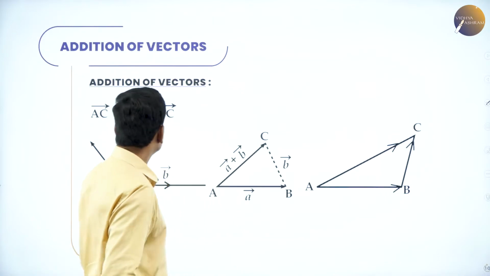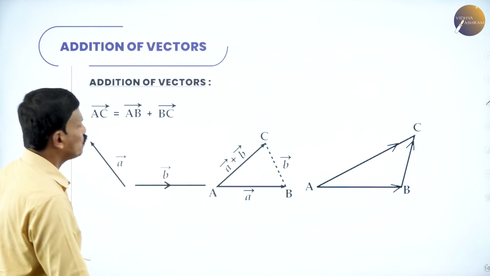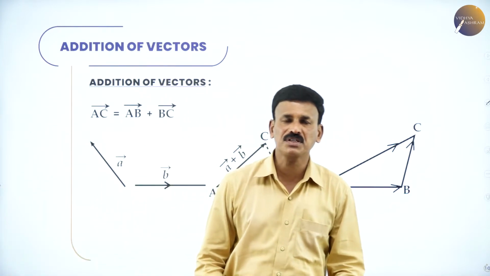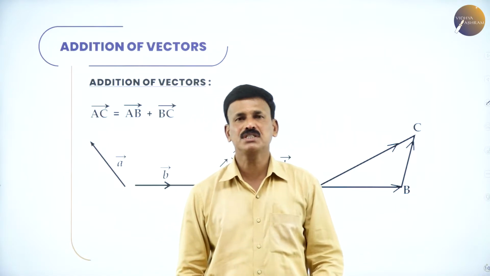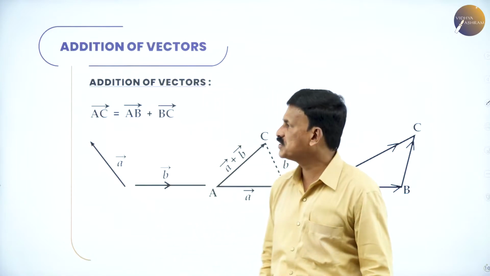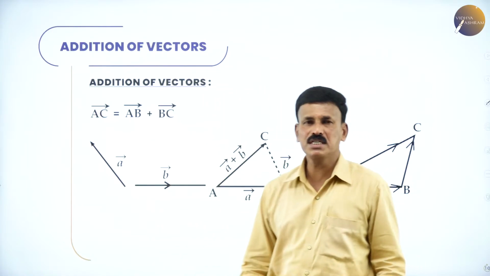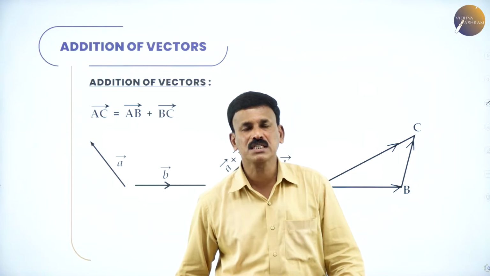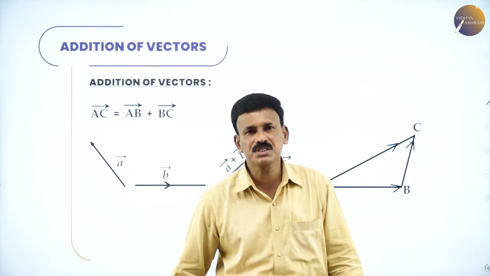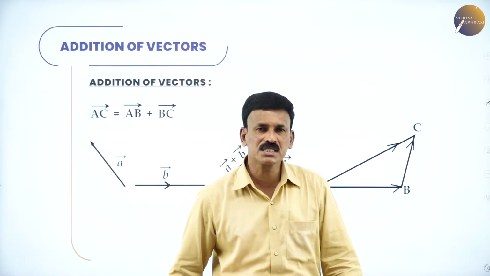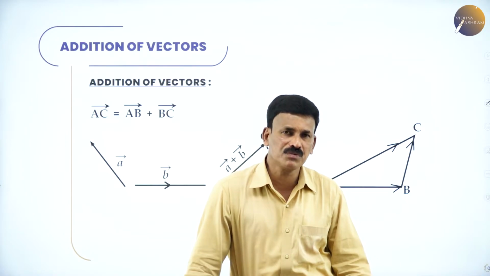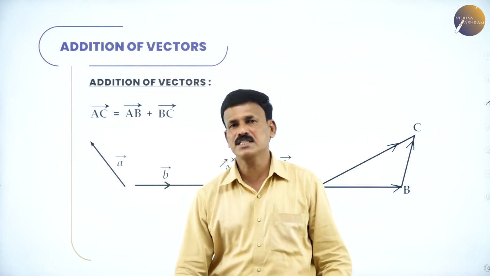Now, let us come to the operations on vectors. Here we are going to study addition of vectors, subtraction of vectors, scalar multiplication and vector multiplication. First let us look at the addition of vectors. You might have studied in your previous classes that addition of vectors can be done by well-known laws, the law of parallelogram of forces or the addition law of triangles, which you might have studied in your previous classes.